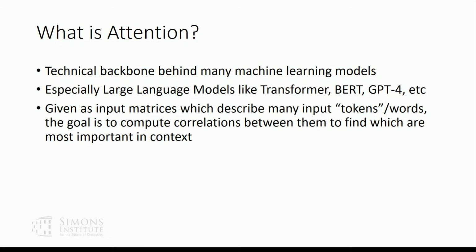In attention, you're given as input matrices that describe tokens or words, and the goal is to find correlations between them in something called an attention matrix, so that you can figure out which of them are important in the context of the sentences you're dealing with.